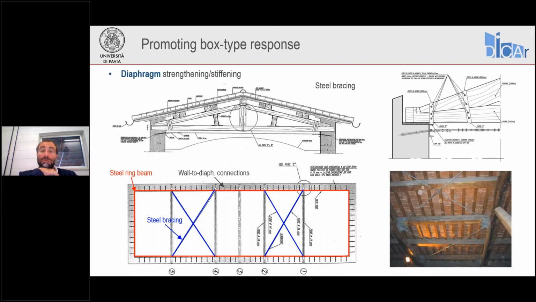Another solution may be to provide cross bracing to the diaphragm with steel rods or steel cables. And this is also done for roofs, for floors. It doesn't increase the weight at all. So it increases the stiffness basically for free if we look at the weight of the building. Of course, to work this kind of system requires proper connection to steel ring beams that provide themselves connection in terms of dowels and ties with the walls.